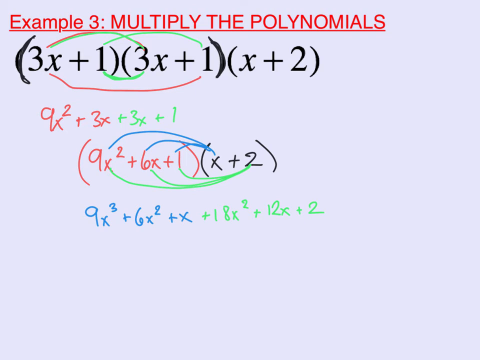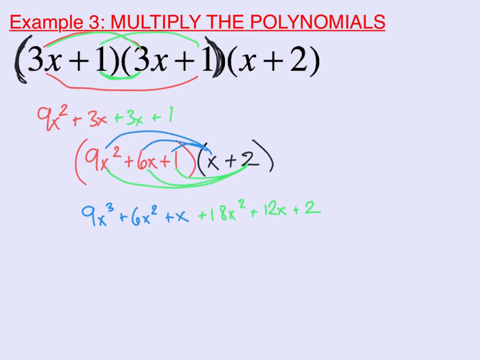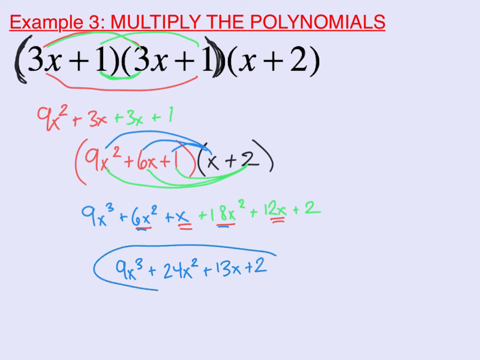And again, I can combine my like terms, or I could take the green and put it underneath the blue to add straight down. But really what's going to happen is I'm going to have x squared, and then x and x. So I'm still going to get the 9x to the third, but now it's going to be plus a 6 and 18 will be a 24x squared, and x and 12x will be plus 13x plus 2. So there it is, multiplication style, if you want to use FOIL.